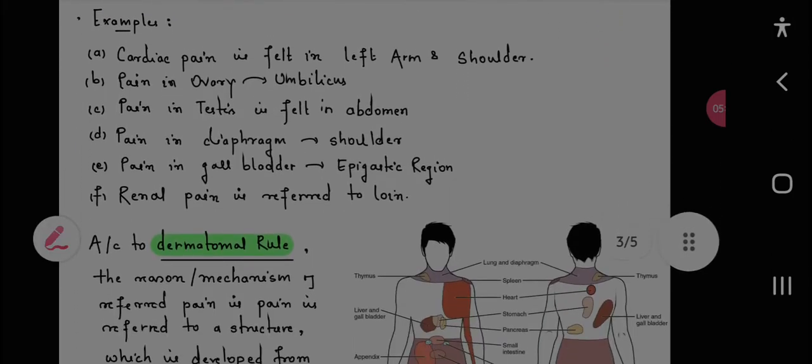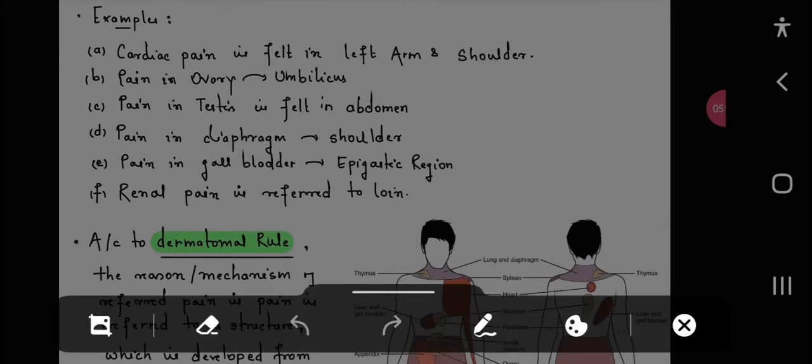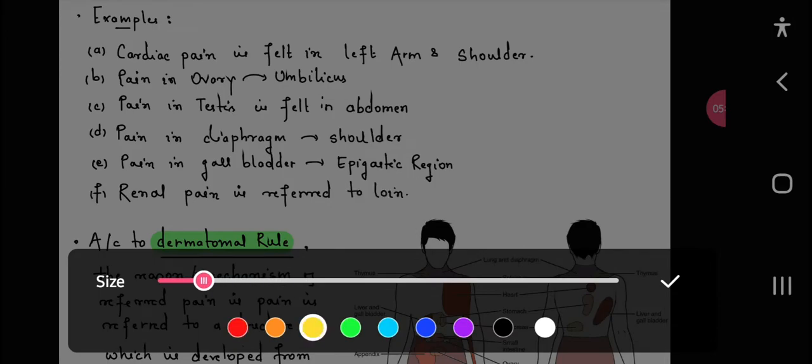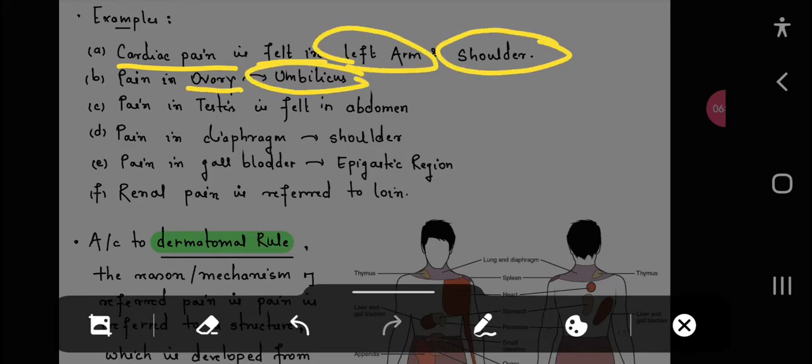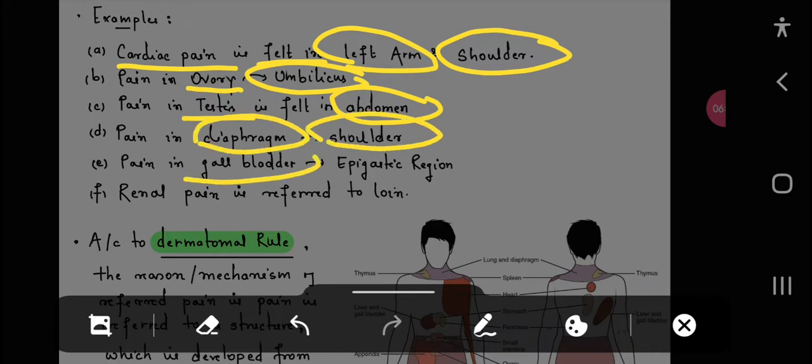Examples of referred pain are: cardiac pain is felt in the left arm and shoulder. Pain in the ovary is felt at the umbilicus. Pain in the testis is felt in the abdomen. Pain in the diaphragm is felt at the shoulder, and pain in the gallbladder is felt in the epigastric region. Renal pain is referred to the groin.